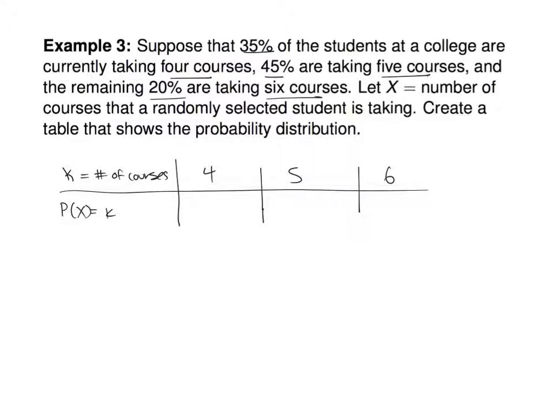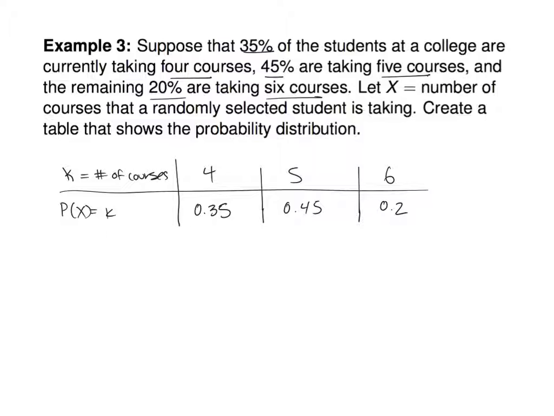And are they equally likely? No. So what proportion of people take 4 classes? 35. As a probability, that's going to be 0.35. Does that make sense? What proportion are taking 5 classes? That's going to be 0.45. And then 0.2.